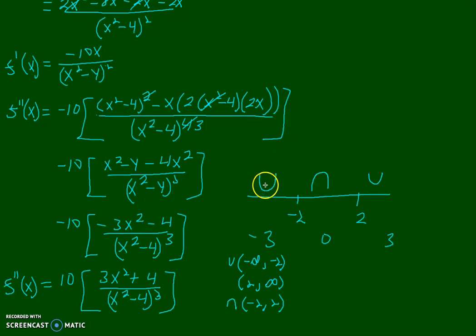F double prime is positive here and negative here. And here are our intervals of concavity. We're concave up here and concave down here. Now on to the next section.